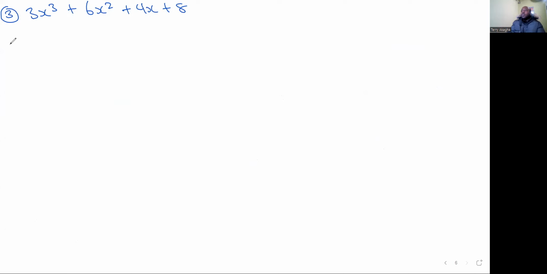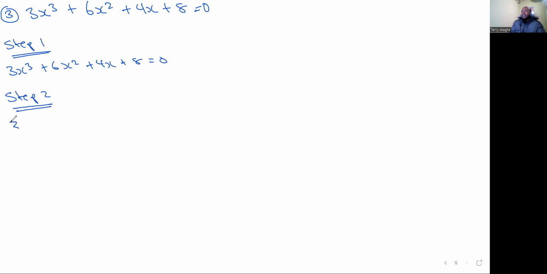Okay, so step 1. So this has already been written for us in standard form, so it's easy. So it's 3x cubed plus 6x squared plus 4x plus 8 is equal to 0. Sorry, I forgot to write the 0 here. Now, then, step 2, okay? Step 2 we have to then factorize. So we have to factorize the 3x cubed plus 6x squared. Now, what is common between both of them? We have 3x squared, and you have x plus 2.